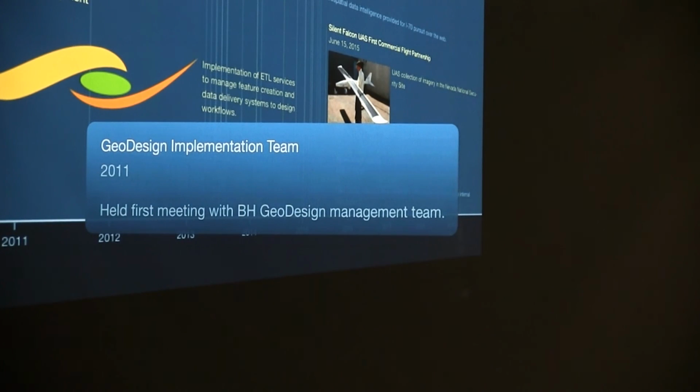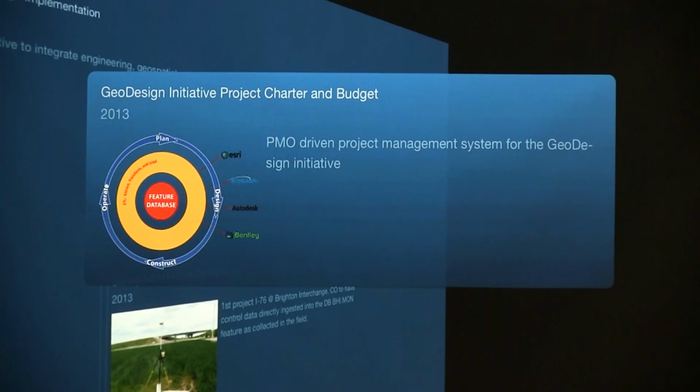And as a good company, the first thing we do when we have an idea is we form a committee. And sometimes that really slows things down. But I will argue that the planning aspect of that helps accelerate it down the road quite a bit. And so after the committee spent a year and a half figuring out what we were going to do, we used the PMO techniques to develop a charter and come up with a budget and start to manage this geodesign initiative.